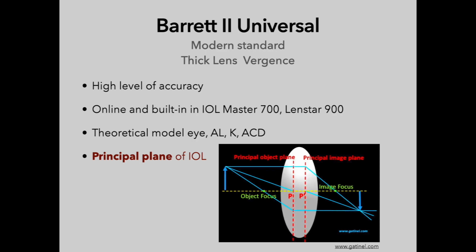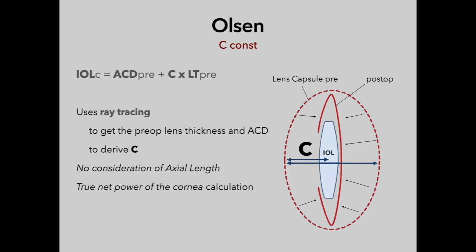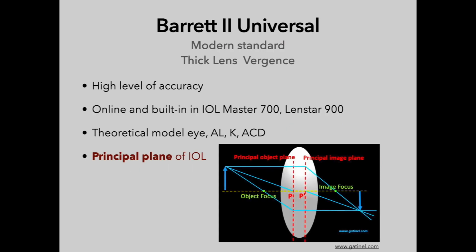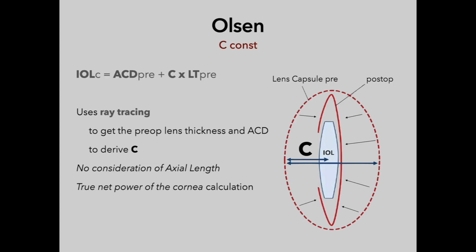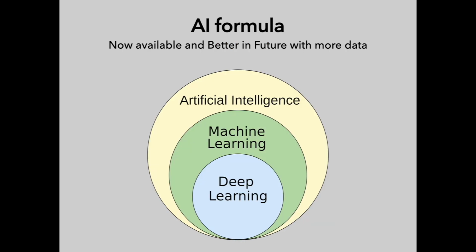of Barrett 2. The Olsen ray tracing formula is known for its precision in IOL calculations. It's based on exact and paraxial ray tracing. C constant was used to predict IOL position. Lens thickness and ACD were assessed with ray tracing technology. AI formulas use big data, and the machine learning takes every calculation and modification.